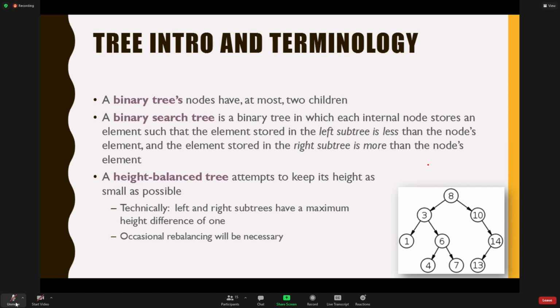That was a lot. Okay, so any questions about that idea of what constitutes a binary search tree? Everybody's good, or everybody's quiet? Okay.